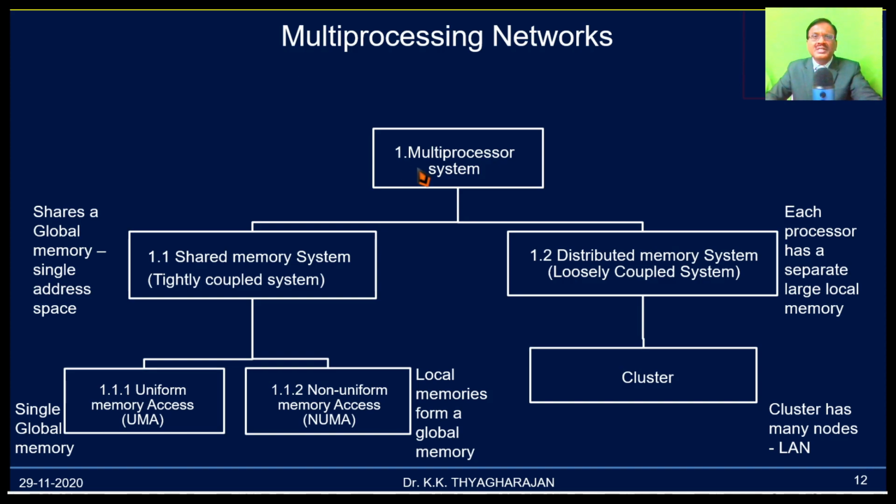Now let us see how the processors and memories are organized or connected to form multiprocessing networks. Based on the memories used, the multiprocessor system can be classified into two. The first one is shared memory system. The second one is distributed memory system. In the shared memory system, a global memory is shared by all processors. So, a single address space is used here. But in the case of distributed memory system, each processor has a separate large local memory.